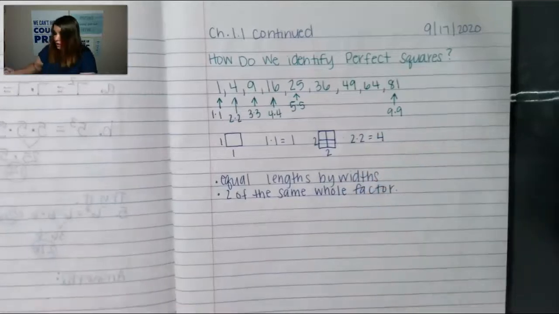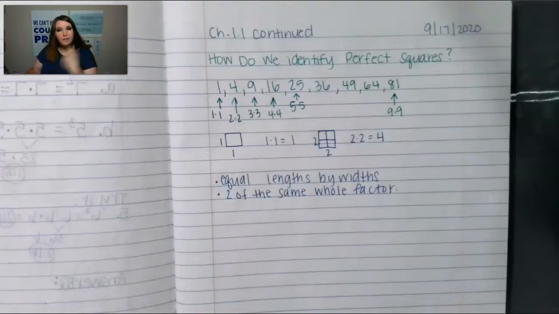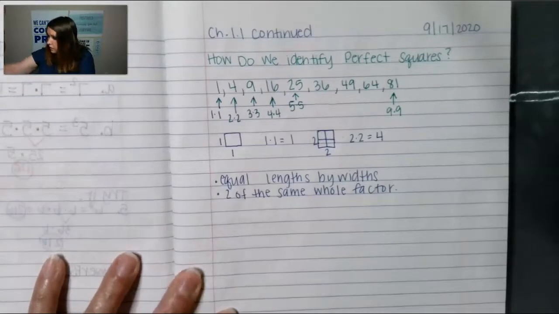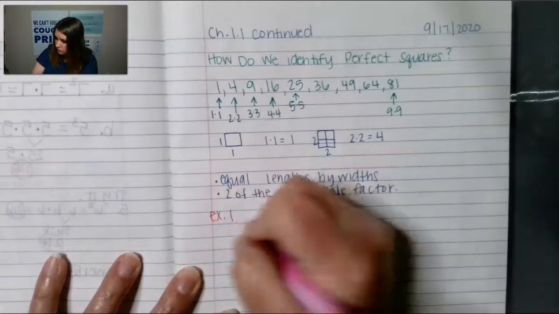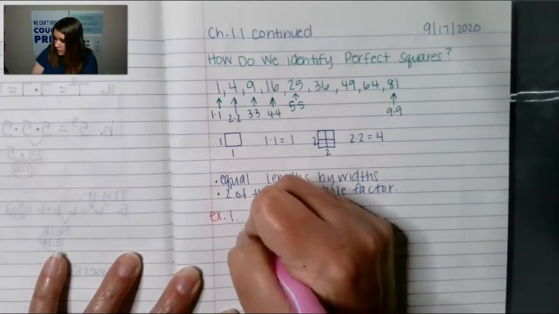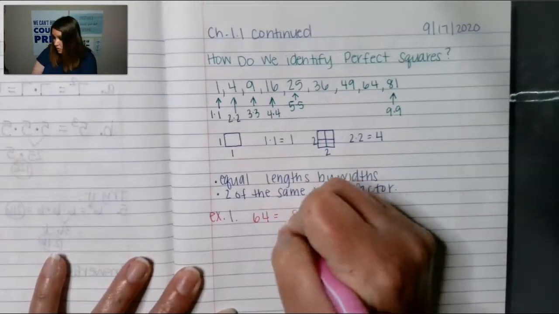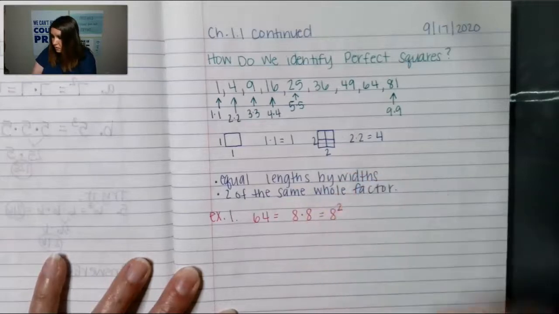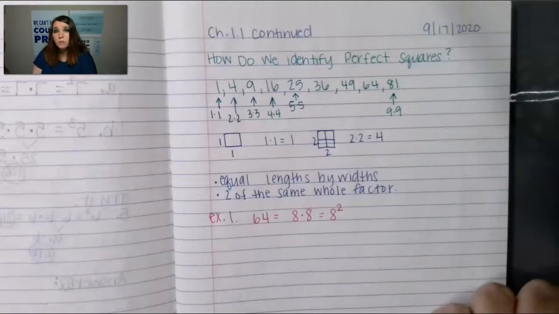Let's use that word factor. And so let's look at this. If I had the number 64, for example, let's use another color here. Let's do example number 1. If I had the number 64, 64 would be 8 times 8, which is the same thing as saying 8 squared. So 64 is a perfect square because 8 times 8 is 8 squared.